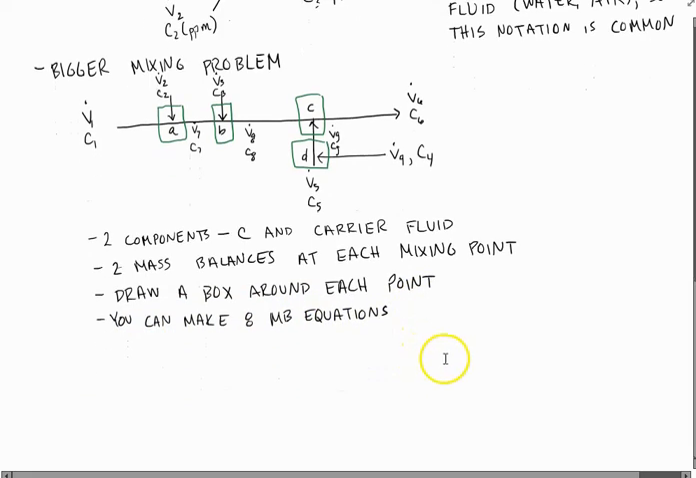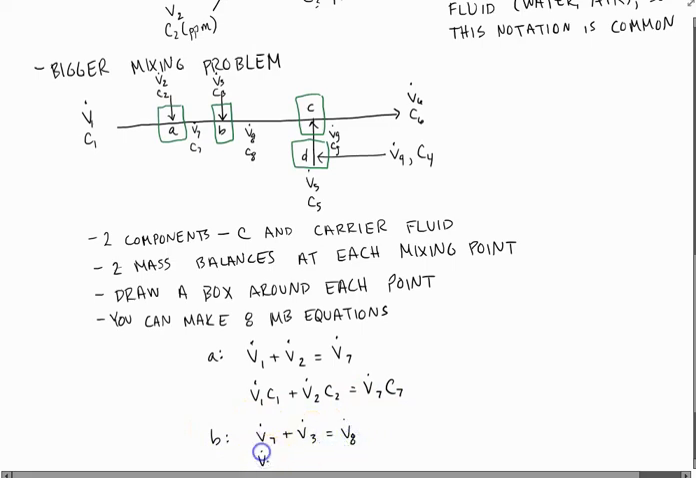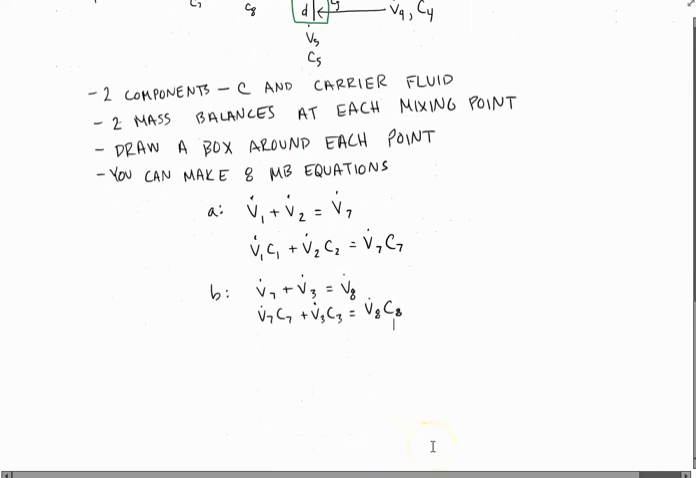And often you might do this. You might draw a process diagram and then go back and realize, oops, I need to label more streams. I forgot them. So for mixing point A, I can do 2 mass balances, one for the carrier fluid, and then one for whatever C is. B is the same. I can do 2 mass balances for the carrier fluid and whatever C is. And then I will let you do those mass balances for mixing points C and D on your own. You can pause the video and do it if you want.